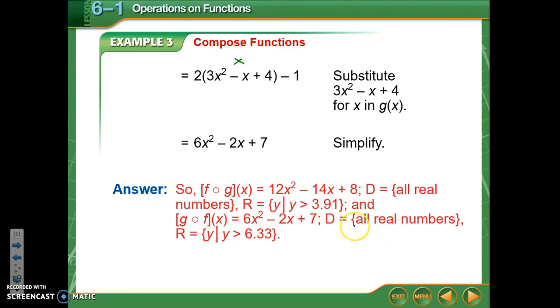And then notice here in the final answer, my domain would still be all real numbers for the one we just did, but I would have to do a little bit of figuring out of my range because I know this is a parabola that opens up. So I would need to find the value for which y always has to be greater than or equal to that. So I would need the y value of the vertex to figure out my range.